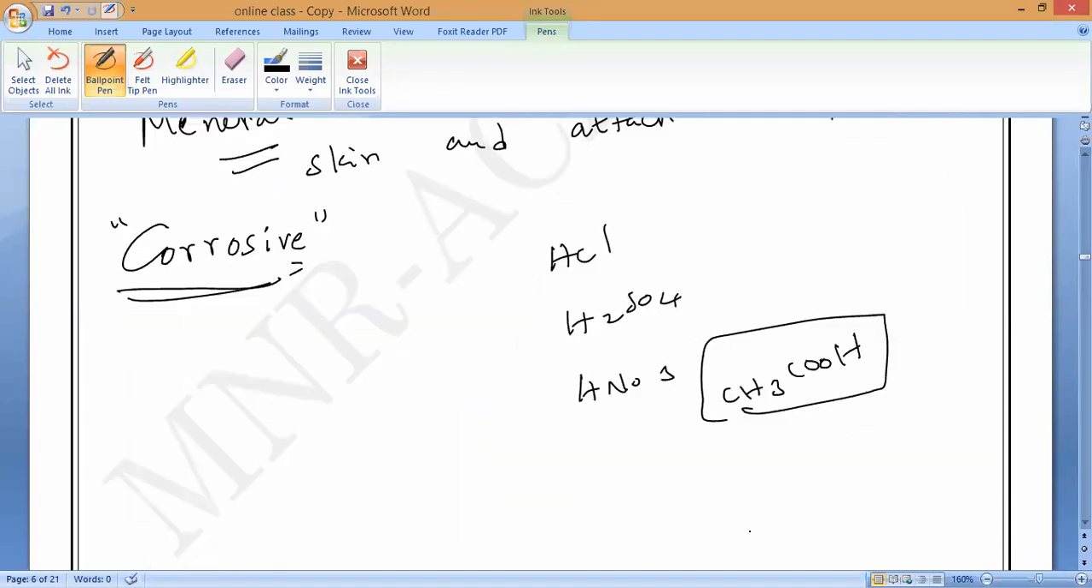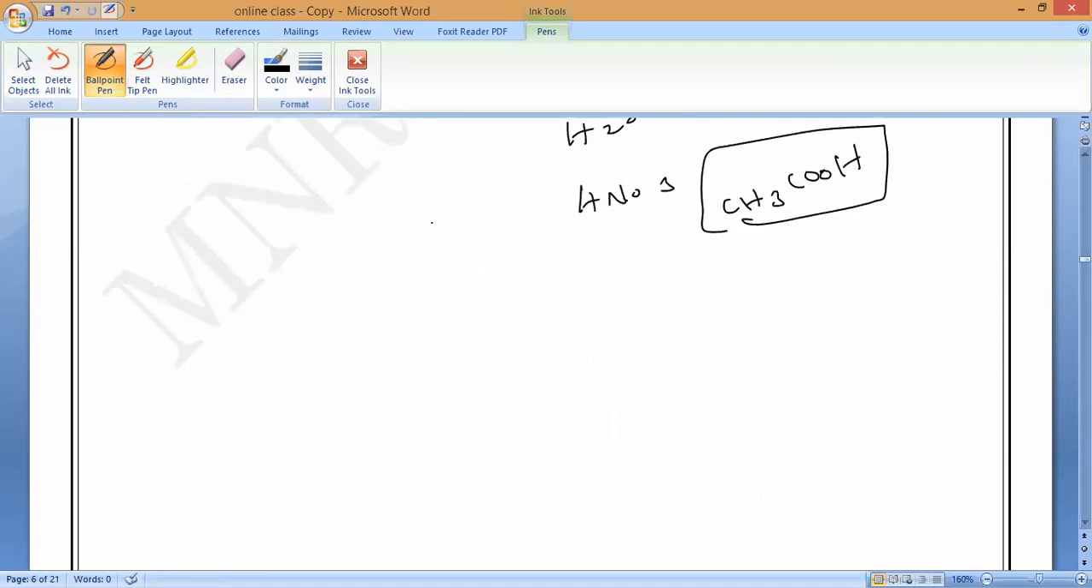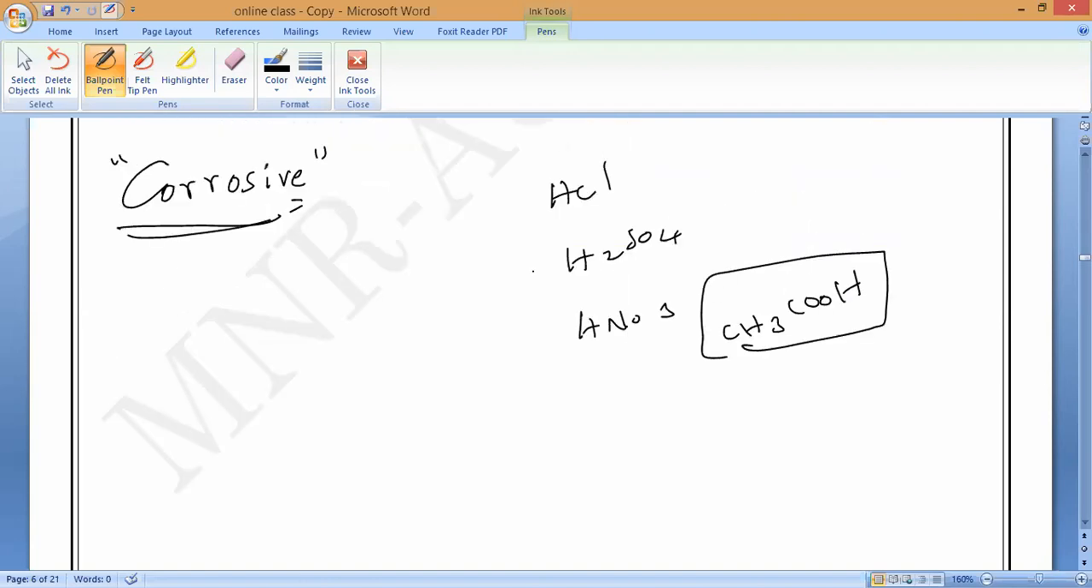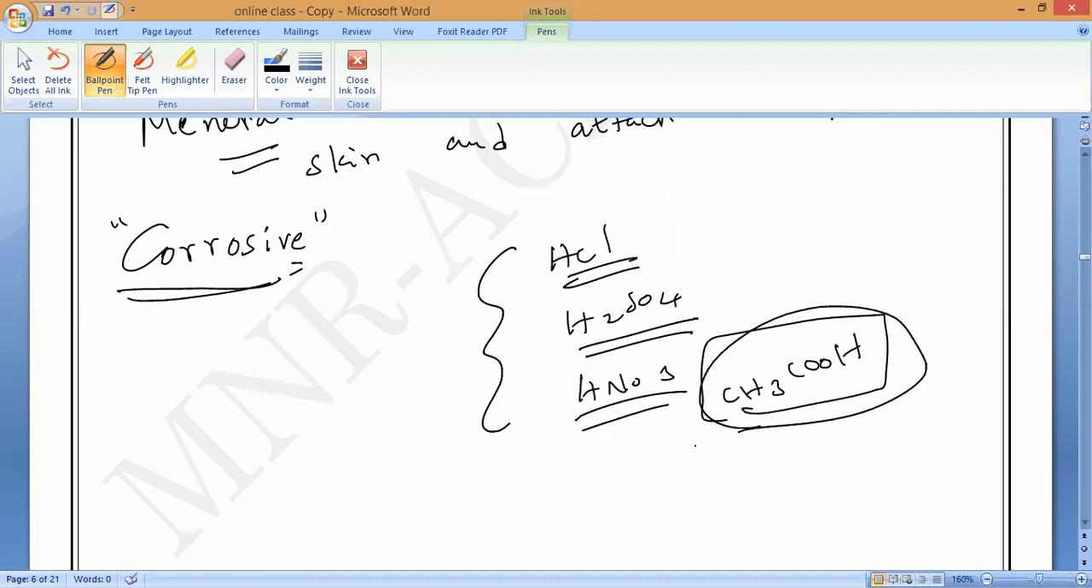Like this, there are so many acids, such as acetic acid, CH3COOH. If you observe all these substances, hydrochloric acid, nitric acid, acetic acid, what is the common thing? Hydrogen is common, sir. Why do we call them acids? Because they contain hydrogen ion, H plus.